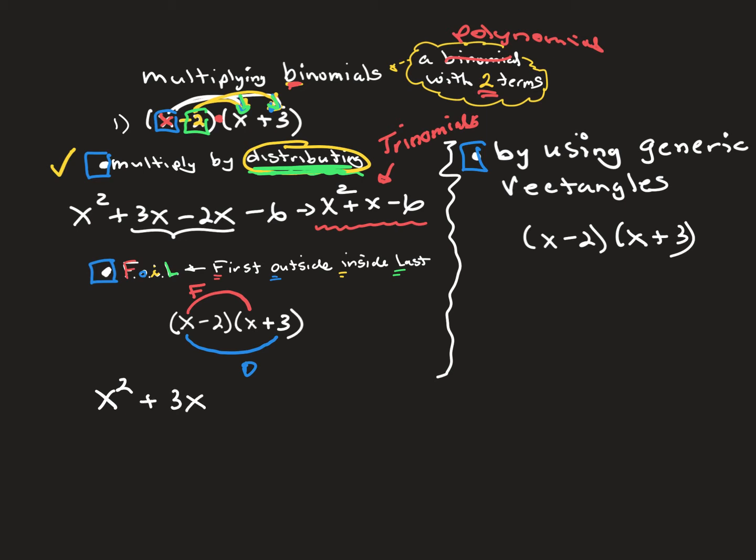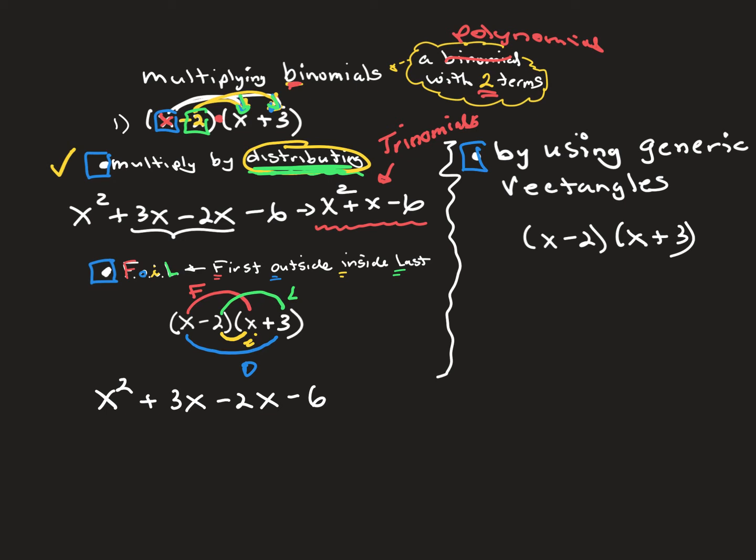When you multiply the inside ones, those are the ones that are closest inside. So negative 2 times x is negative 2x. So that's your I for inside. And the last ones are the last ones in the parentheses. And so negative 2 times 3 is negative 6.